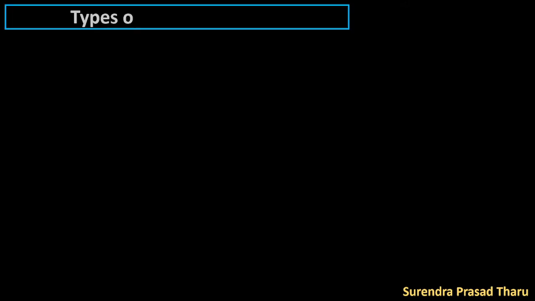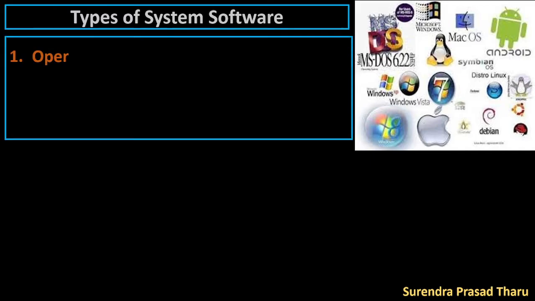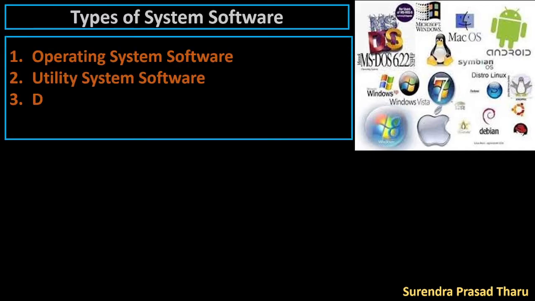So we can find some different types of system software, because I have told you there are a number of system software. Again, this system software is categorized according to their functions. So they are categorized by different functions. First, we can find the operating system, then utility system, device driver, and then language translator. First let's go through the operating system software.